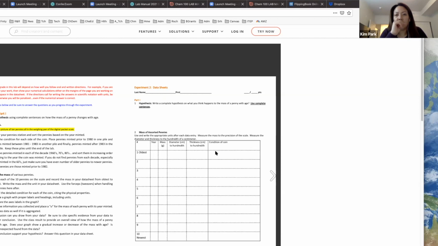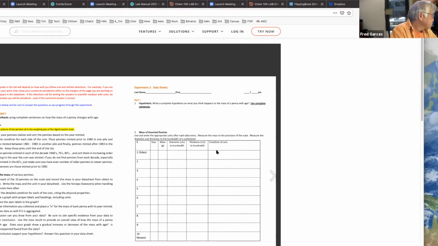Professor Garces, for the thickness, when you said to measure in centimeters, is it only one sig fig or two sig figs? Does that matter? Remember I told you the ruler is 0.01 centimeters, so it's going to have the same degree of precision. You're going to measure it out to two decimal places because it's the same ruler. So it's going to have the same precision.